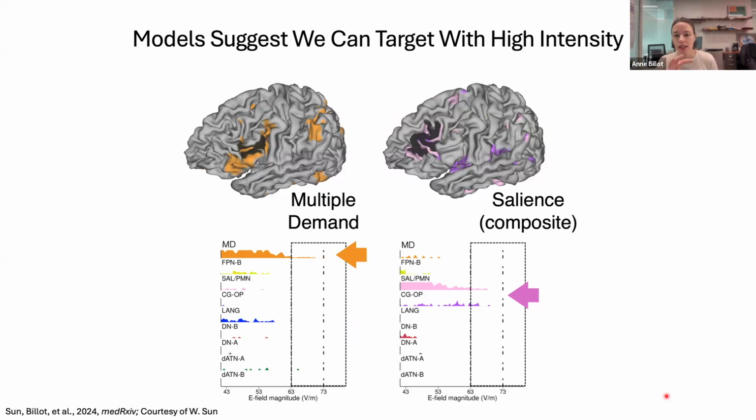In addition to the selectivity, as it's measured in the previous slide, it's also important to consider, as I say, the electrical field intensity received by each network. And as you can see here, the modeling predicts that TMS will deliver stimulation at a much higher intensity to the intended targets and less so to the non-target networks. So these target networks will be exposed to higher electrical intensity.